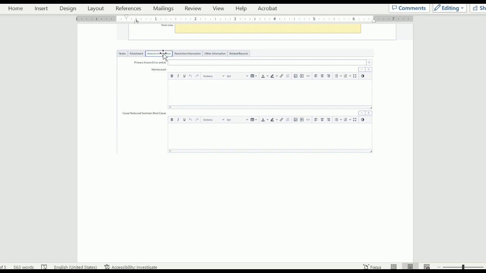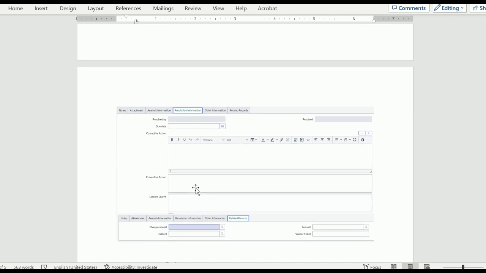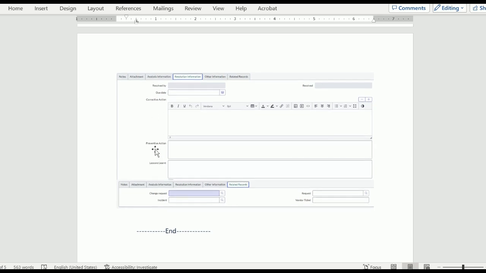Then if you go to analysis information, you can see the primary known error article, from where you have identified this problem. You can even provide any vendor related article also. What workaround you are going to propose to the business, and case notes and summary, root cause analysis, all those information you can add here. And resolution information: if you are about to resolve the ticket, resolved by when, corrective action. What action have you done? Preventive action, corrective action, preventive action. We call it CAPA, corrective action and preventive action.